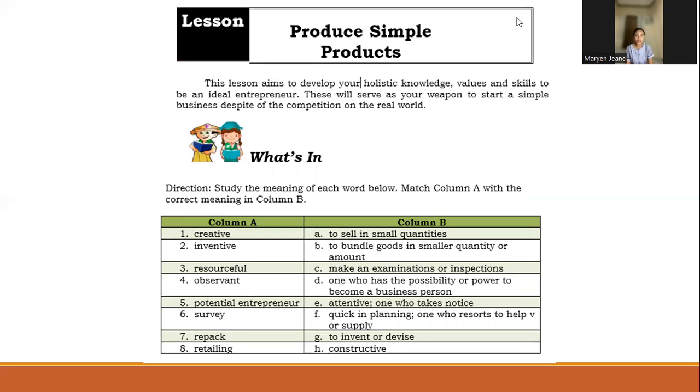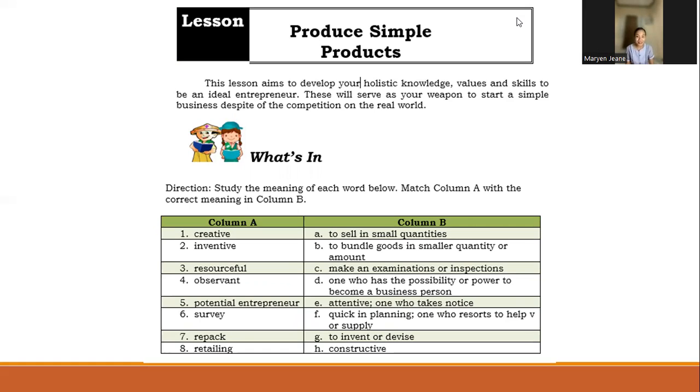So you already have answered the first activity. Now let's move on to the discussion of this lesson. Our lesson is to produce simple products. This lesson aims to develop your holistic knowledge, values, and skills to be an ideal entrepreneur. This will serve as your weapon to start a simple business despite the competition in the real world.